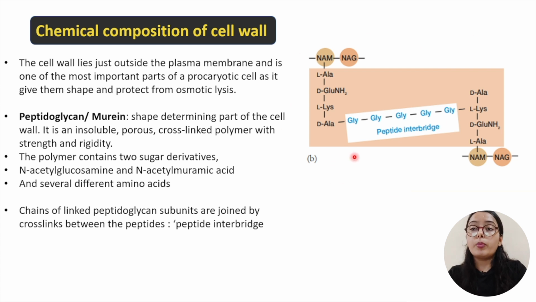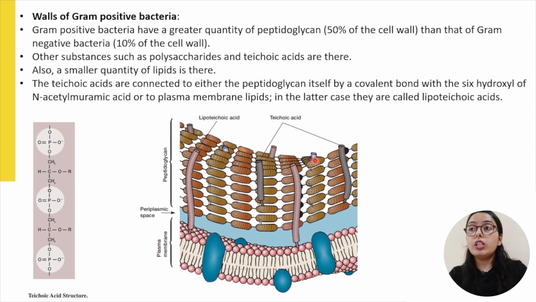Now, based on the composition or the number of these peptidoglycan units, we can also differentiate between gram-positive as well as gram-negative bacteria. Talking about the walls of gram-positive bacteria, as we said, the quantity of peptidoglycan in gram-positive bacteria is around 50% of the cell wall, and in gram-negative bacteria it is only 10%. So in the case of gram-positive bacteria, the peptidoglycan is very high.